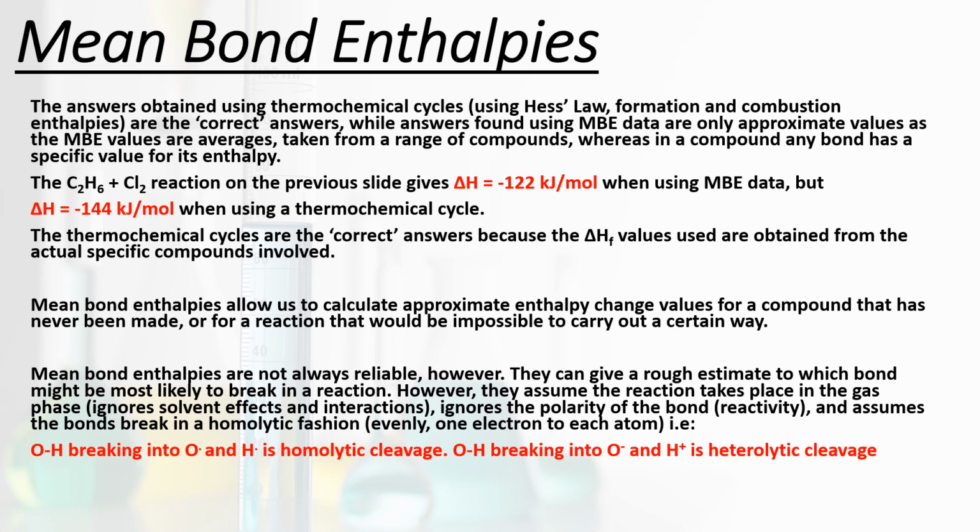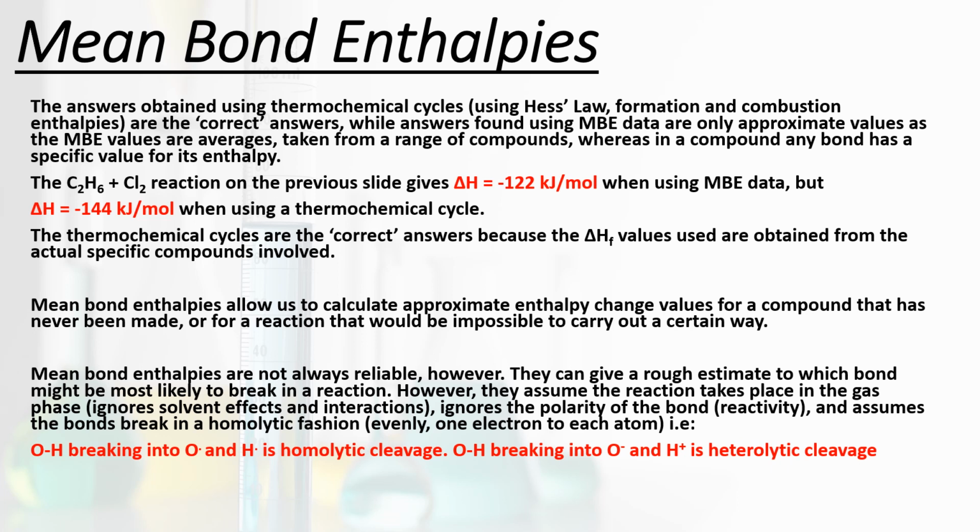And so for that ethane plus Cl2 reaction we've just seen on the previous slide, when using mean bond enthalpies, we get negative 122 kilojoules per mole. So that's using the mean bond enthalpies, the average over a range of compounds of all those bonds. Actually using a thermochemical cycle, using Hess's law and combustion or formation data, you end up with an enthalpy change of negative 144 kilojoules per mole.